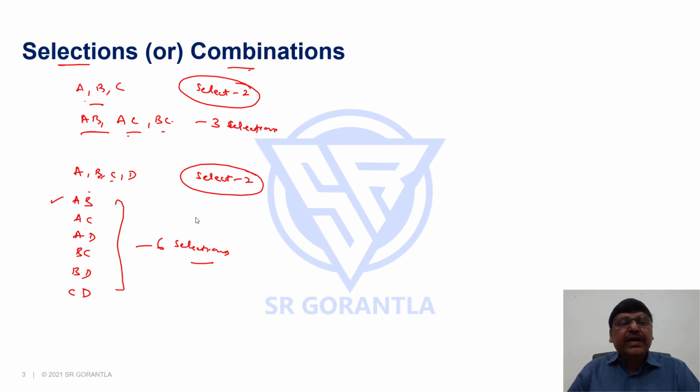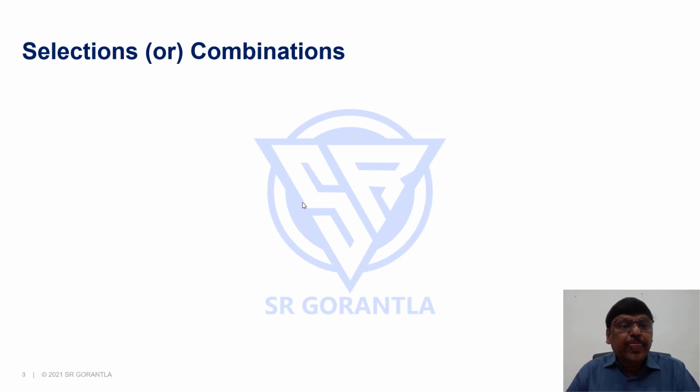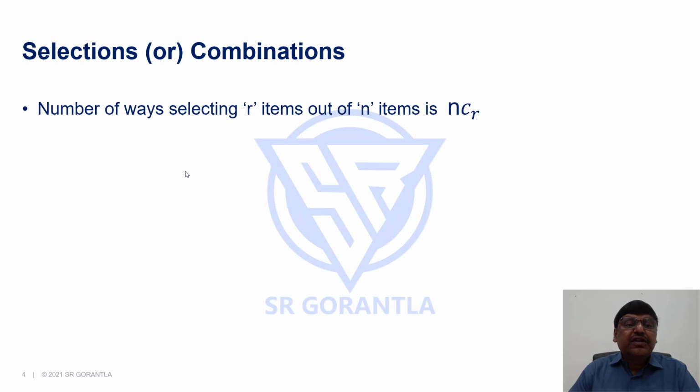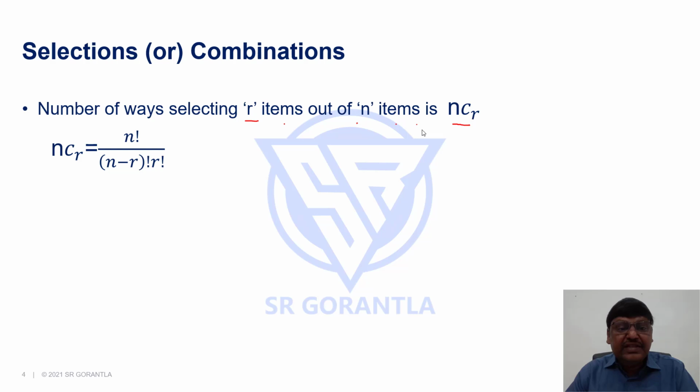There is a formula. Here we are selecting two people out of three people, which means we say 3C2, a combination of two out of three. Here we are selecting two people out of four, so we say 4C2. So how do we calculate this? There is a formula. The number of ways of selecting R items out of N items is NCR. This NCR equals N factorial by (N minus R) factorial into R factorial.